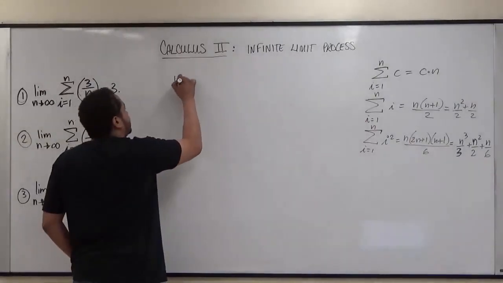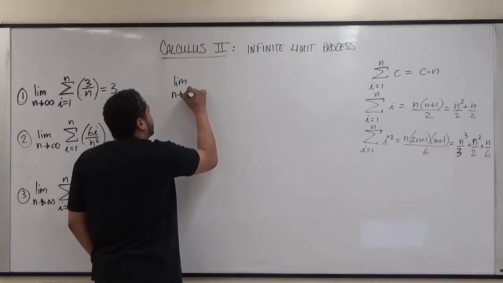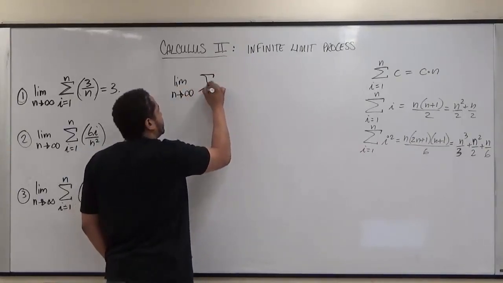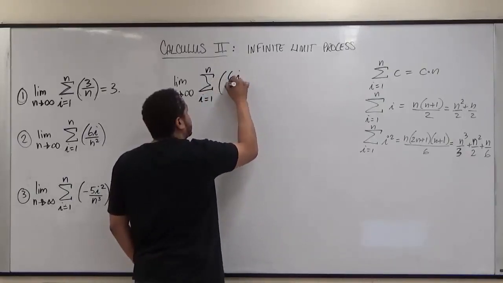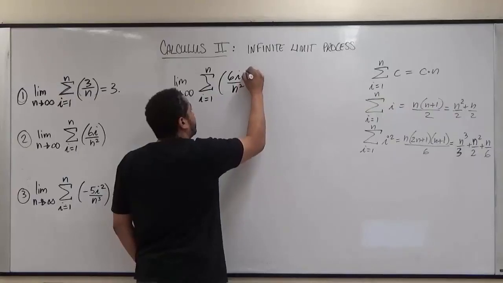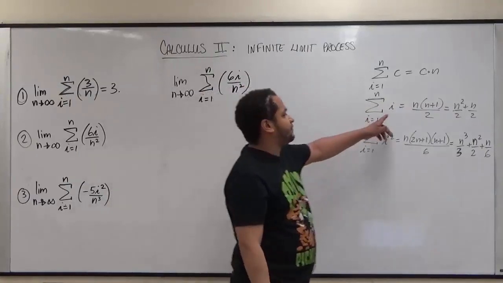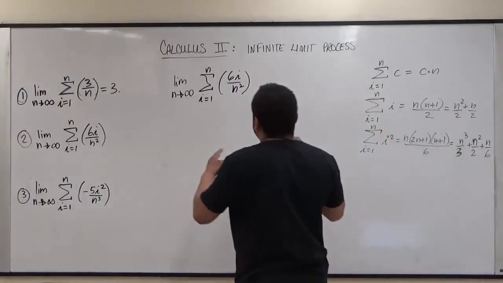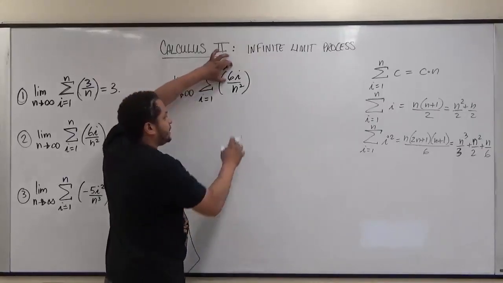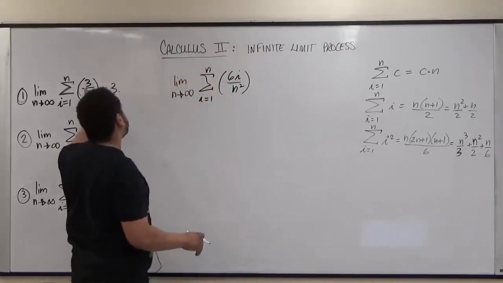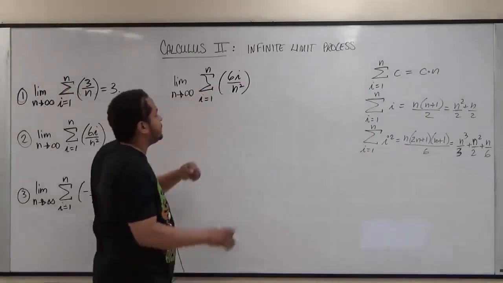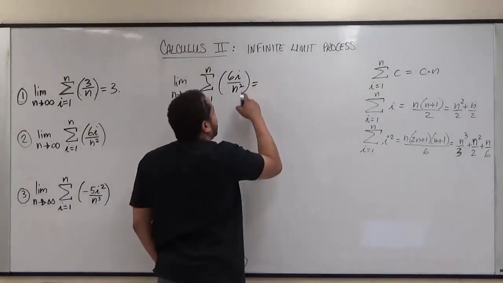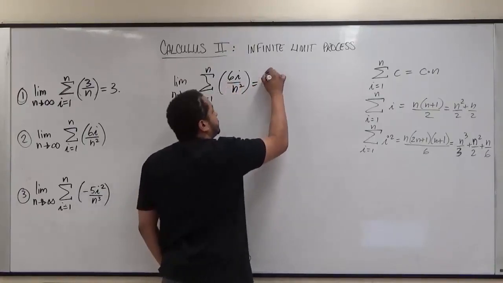Now we have the limit as n approaches infinity for the summation as i goes from 1 to n, and then we have 6i over n squared. And this time we're going to be using the i function, but before we begin, again, let's factor out that constant and the n squared term. In the first one we didn't factor out the constant because that's all we had. We didn't have an i, but now we have an i, so we want to factor out everything except that i. So that means the 6 goes and the n squared goes.